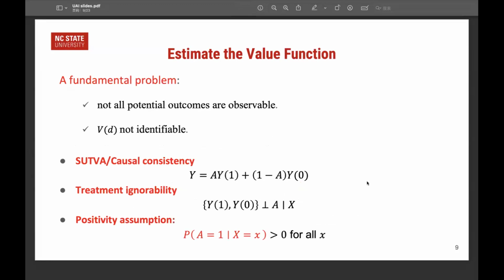That means an individual's potential outcomes do not change based on the treatments other people receive and other people's potential outcomes. The second one is the treatment ignorability assumption, which tells us there are no unobserved confounders: based on all of the observed covariates X, the treatment is independent of the potential outcomes. The third one tells us that the propensity score is always larger than 0.